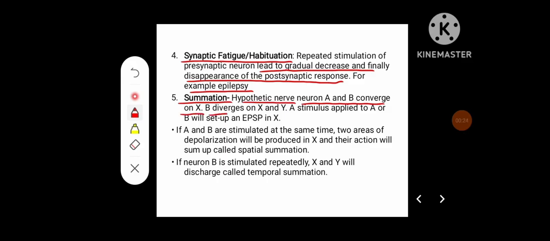X, and B diverges on X and Y. A stimulus applied to A or B will set up an EPSP in neuron X. Here you can see the stimulation of A and B is going to set up an action potential in X, the property of which is called convergence.